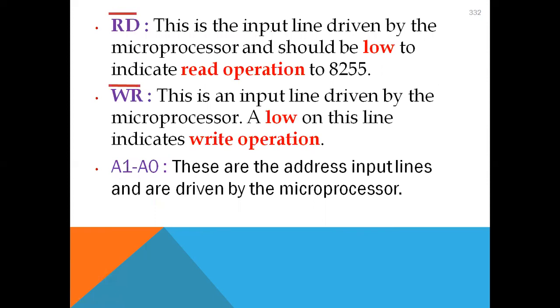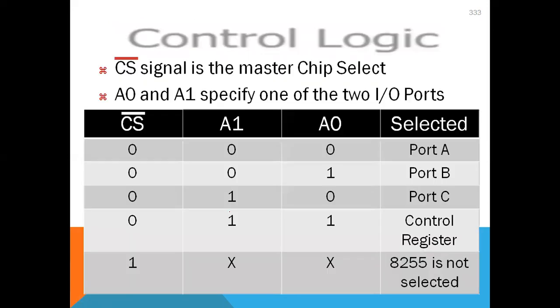To read: this is an input line driven by the microprocessor and should be low to indicate a read operation to the 8255. Write operation likewise is an input line driven by the microprocessor; a low on this line indicates the write operation. A0 and A1: these address input lines are driven by the microprocessor for selection. If the address line value is 00, port A is selected. If the address value is 01, port B will be selected. 10 means port C will be selected. 11 means it is the control register.